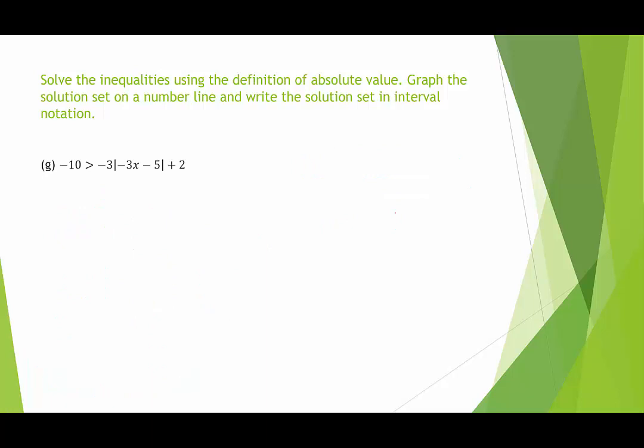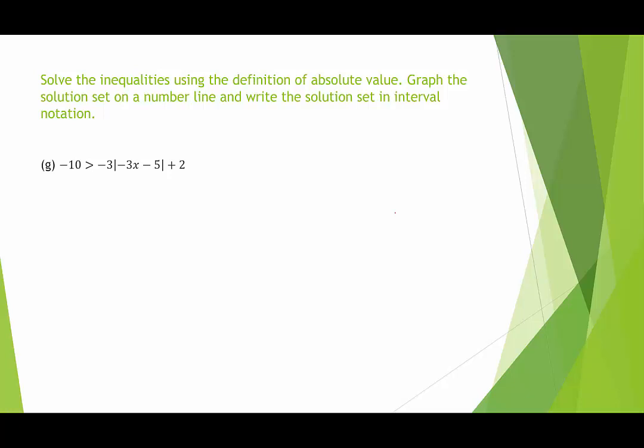In this example, letter G, we have -10 is greater than -3 times the absolute value of -3x minus 5 plus 2. Okay, there's a lot of issues with this one, but the first thing that I noticed is that the absolute value is on the wrong side. We most commonly want it on the left because that helps us identify whether it's a conjunction or a disjunction.